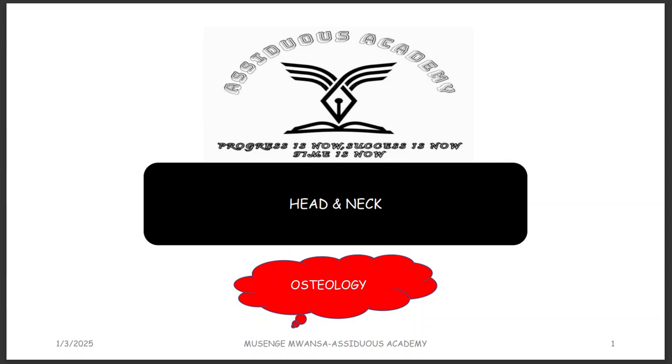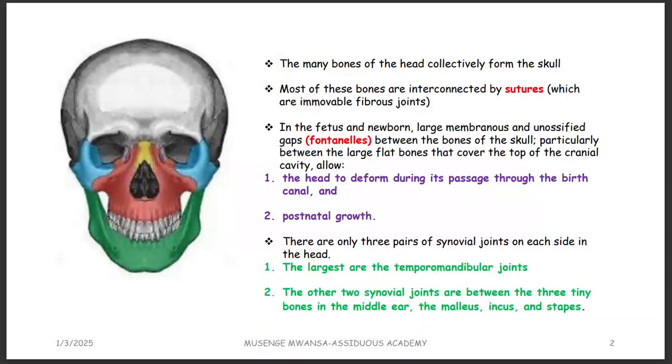Looking at osteology, or the bones of the head and the neck. This is our head here, and the bones of the head collectively we call the skull, and these bones are going to be interconnected. You can see, for example, this line that is running. They are going to be interconnected by sutures, and sutures are a type of immovable joint.